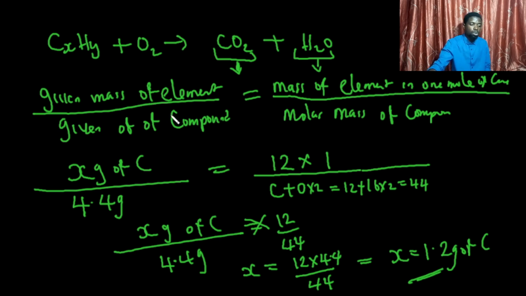So you have that. Remember this relation, don't forget: given mass of element over given mass of compound equals mass of element in 1 mole of compound all over the molar mass of the compound. So let's find that of hydrogen. Let's take this all out, probably use a different color. So let's do that for hydrogen.